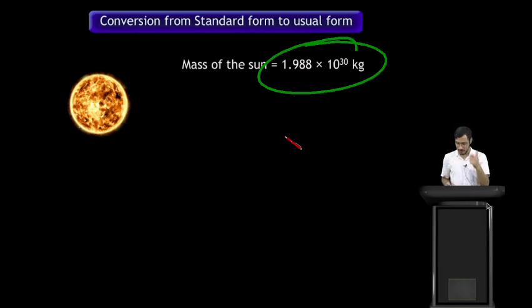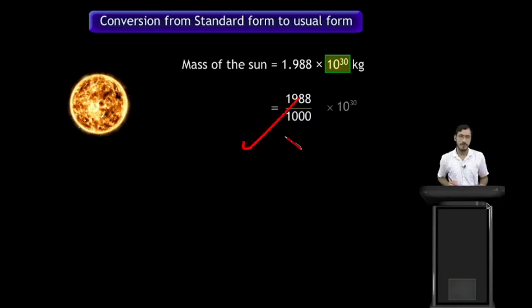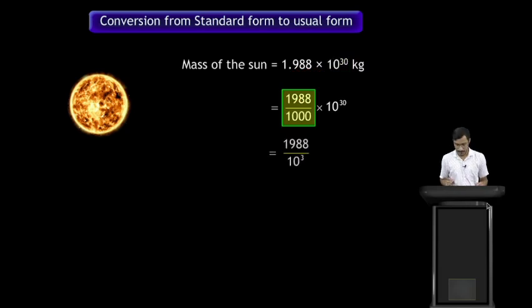So let's do it. First, what will we do here? Here we can write 1.988 in fraction form as 1988 upon 1000. You can see the decimal number has 3 digits after the decimal point. So we can write 1988 divided by 1000 into 10 to the power 30. Here 1000 means 10 to the power 3, so 10 to the power 3 and 10 to the power 30.